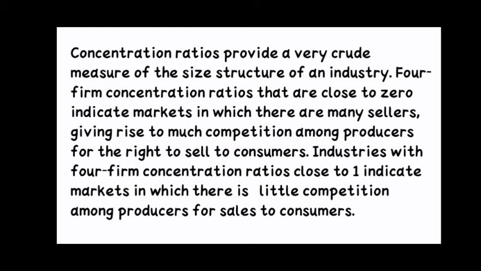Concentration ratios provide a very crude measurement of the size structure of an industry. Four-firm concentration ratios that are close to 0 indicate markets in which there are many sellers, giving rise to much competition among producers for the right to sell to consumers. Industries with four-firm concentration ratios close to 1 indicate markets in which there is little competition among producers for sales to consumers.